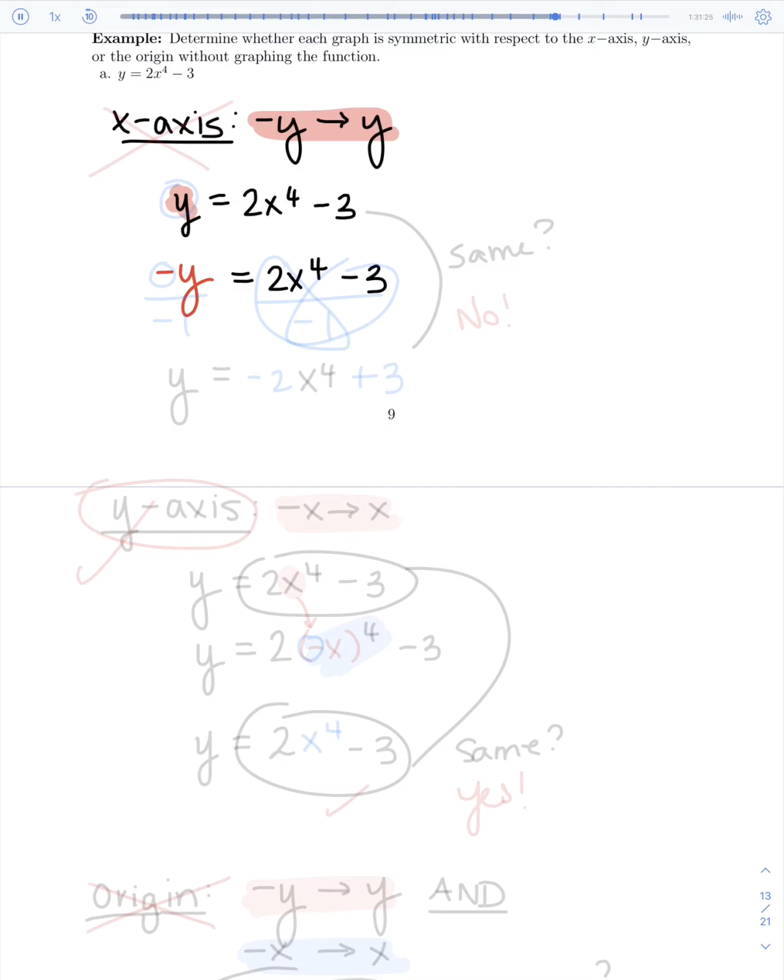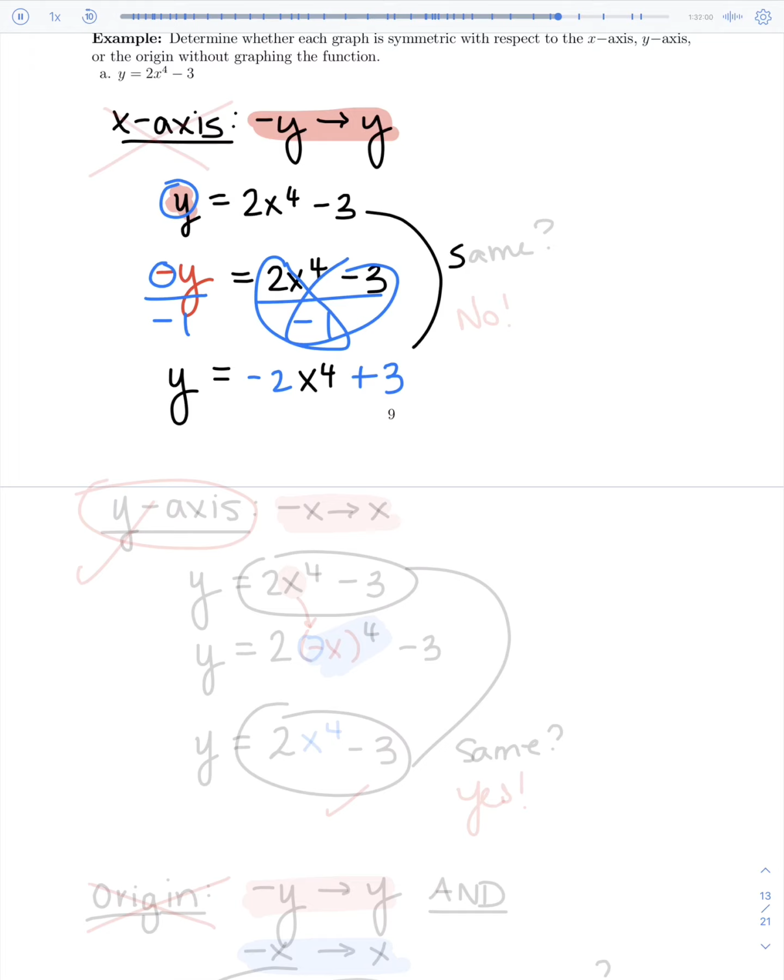Well, there's no way to do this unless I leave y by itself like it is in the original. So I need to get rid of the negative sign by dividing by a negative 1 on everything on both sides, which gives me that y equals, well, I'm dividing everything through by negative 1, so that'll turn this 2 into a negative 2x to the fourth. But I also have to divide the negative 3 by the negative 1, which will turn this into a positive 3. Now I need to compare this to the original.